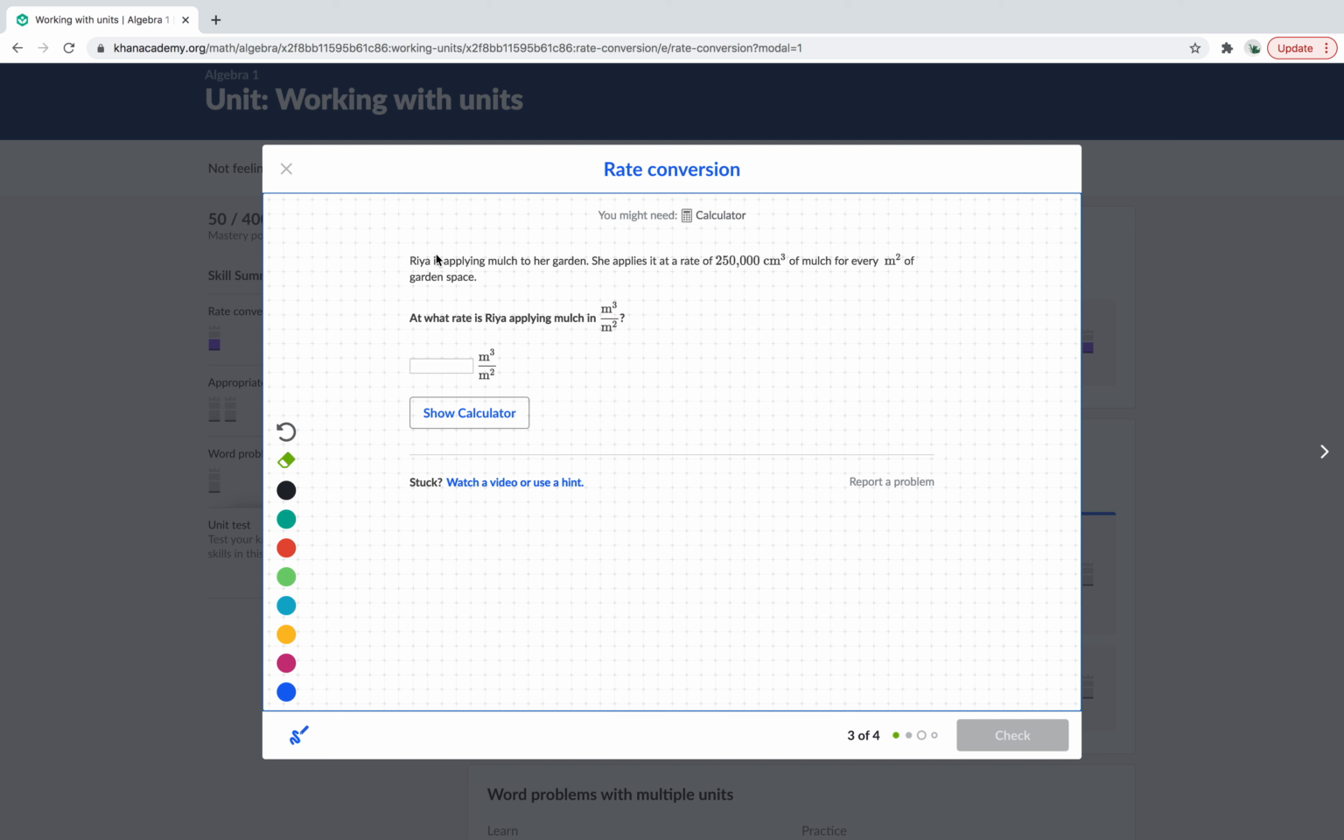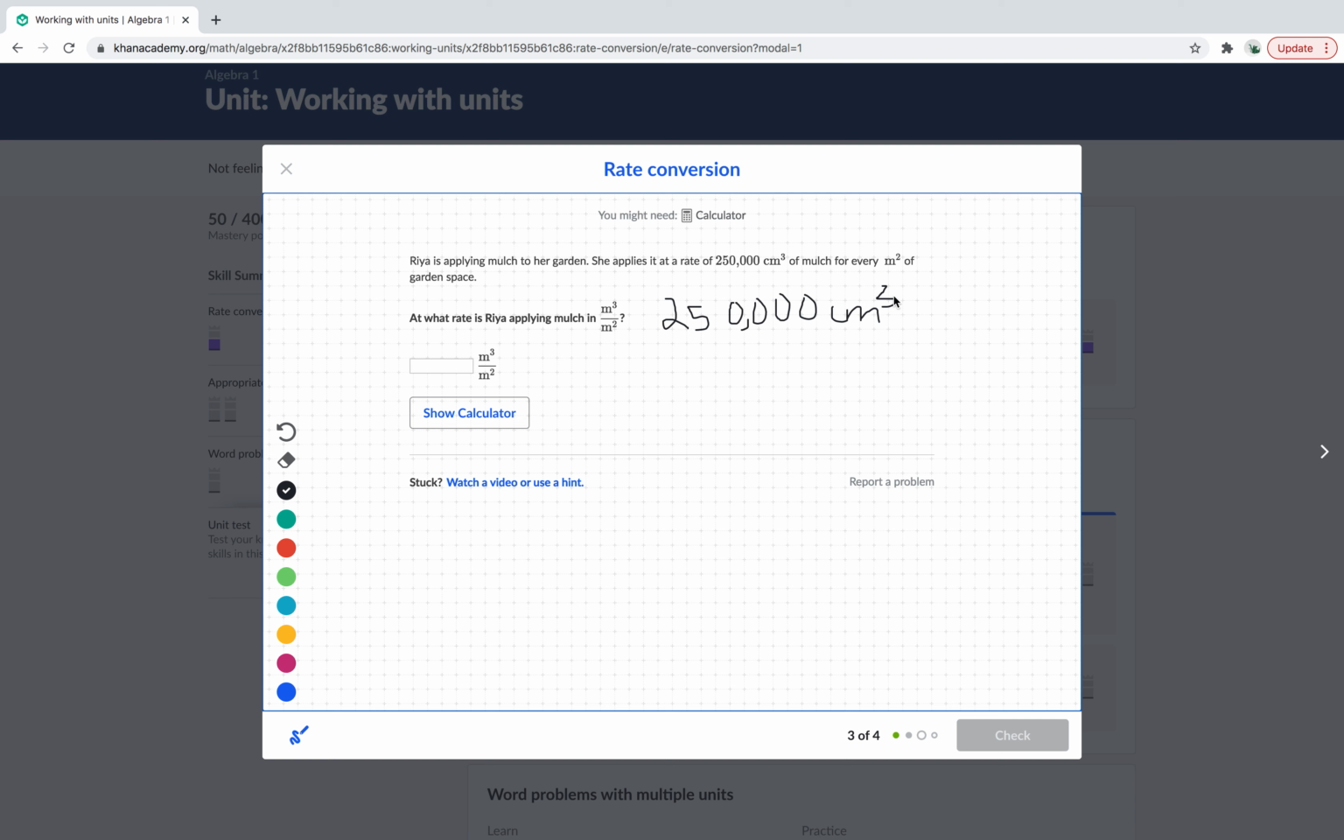Okay, let's read the question first. Raya is applying mulch to her garden. She applies at the rate of 250,000 centimeters cubed of mulch for every 2 meters squared of garden space. Okay, this is very confusing. First I'm going to put what rate she wants to convert from: 250,000 centimeters cubed per 2 meters squared.